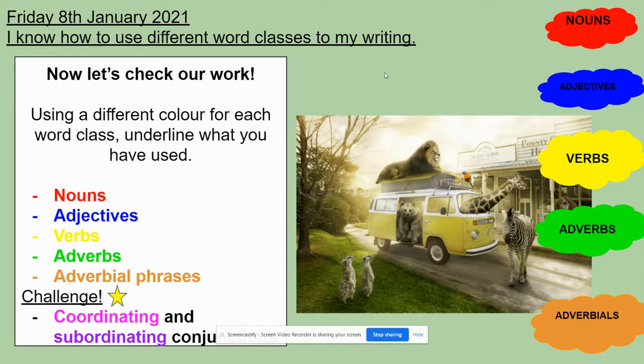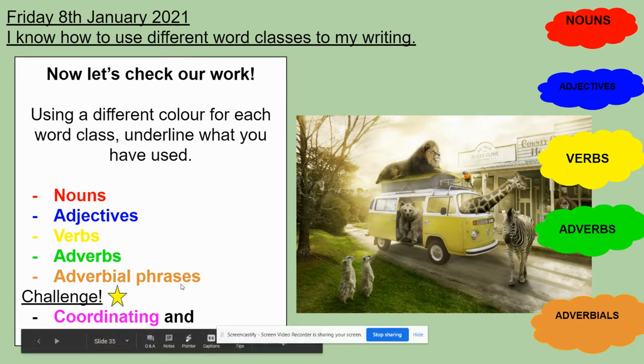Once you've written your independent, using the colours that we've been using all week, I want you to show me that you understand where these word classes are. So in your own work, I would like you to go back through and I would like you to highlight the nouns, the adjectives, the verbs, the adverbs, and the adverbial phrases. If you managed to include coordinating and subordinating conjunctions, you can highlight those as well.